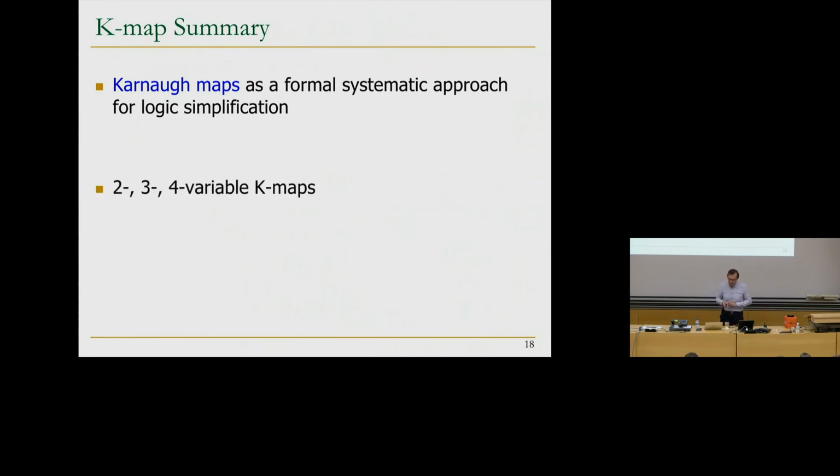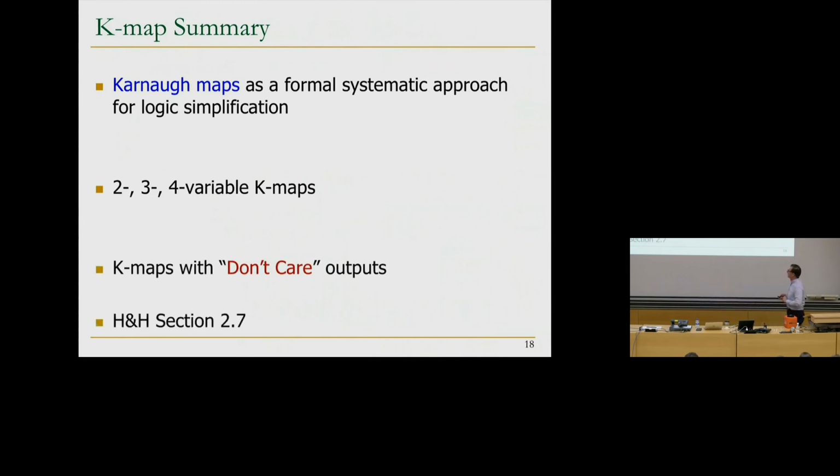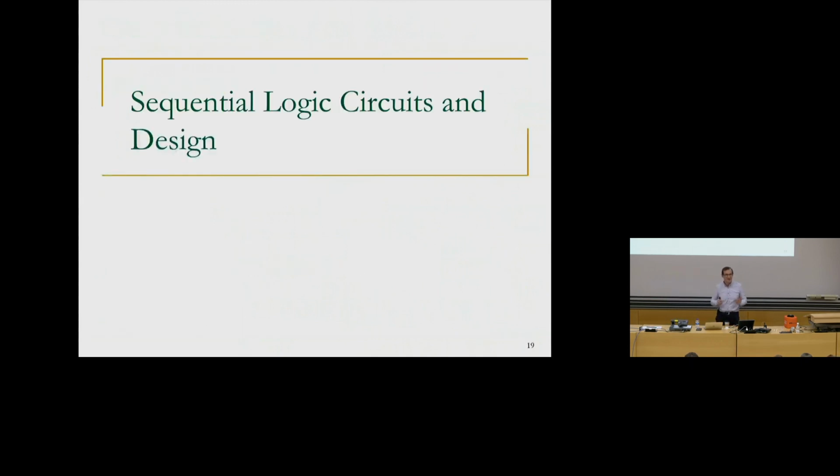So we've covered 2, 3, 4 variable K-maps, and we covered K-maps with don't care outputs. And if you want to see more, Harris and Harris section 2.7 actually treats K-maps nicely. And if you really want to see more, you should really take a logic synthesis class, which really talks about electronic design automation and how to design these tools. Any questions?